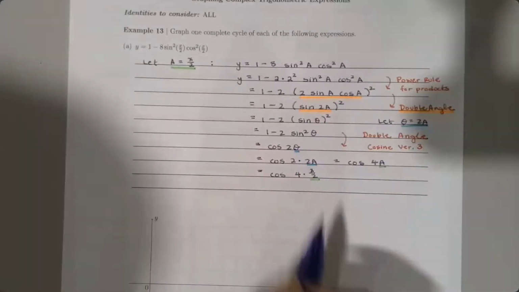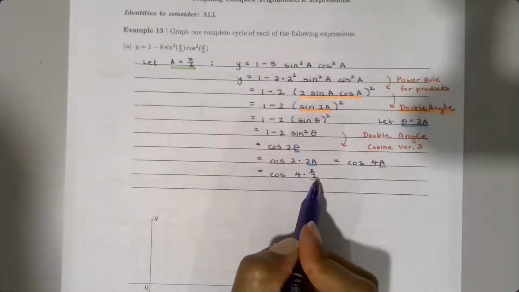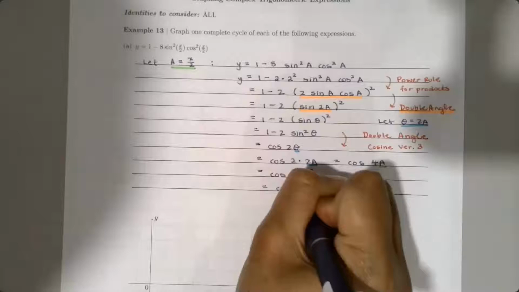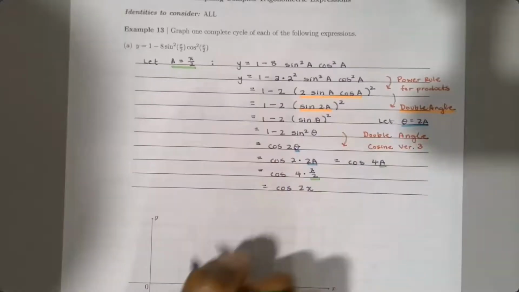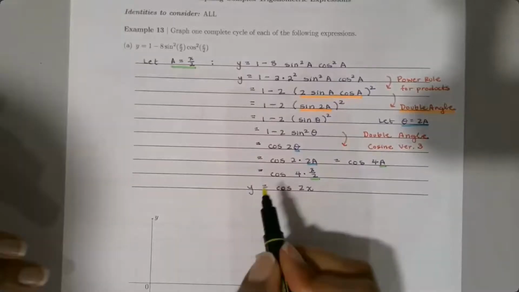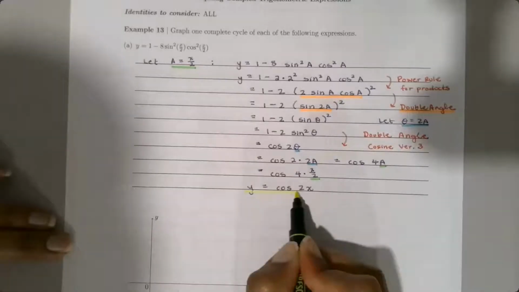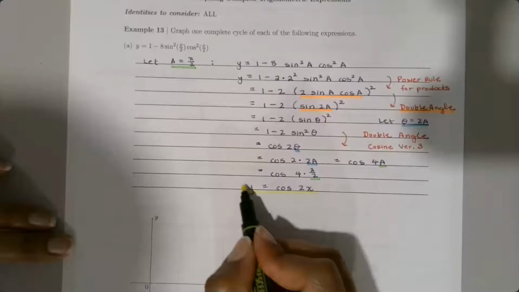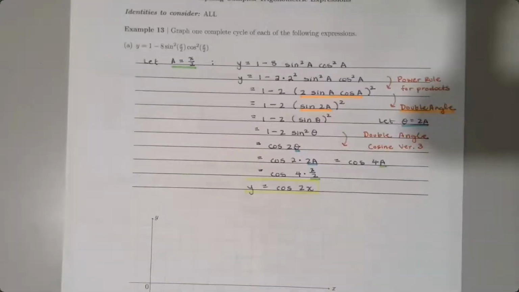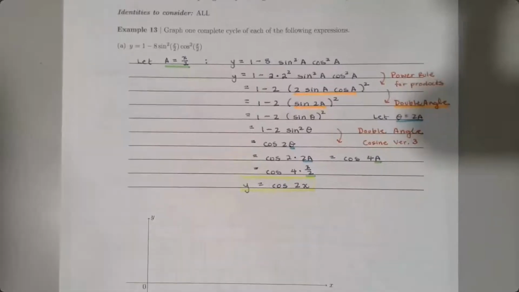So then the 4 and the 2 are going to cancel to give us just the 2. So this is cosine of 2x. So the final equation that we're working with, or that we're trying to graph, is y equals cosine of 2x. Questions there? You guys want to take a moment to digest the math?